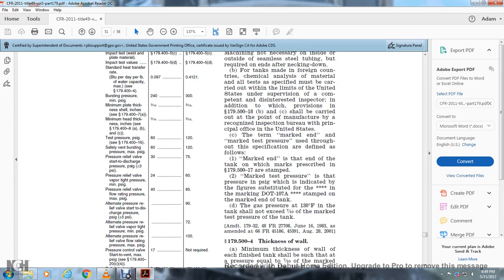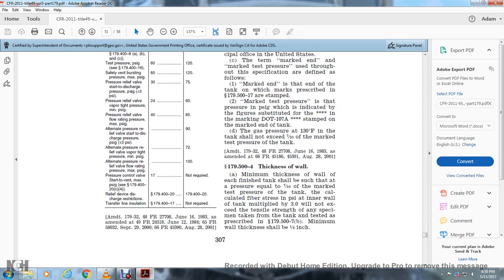The terms marked end and marked test pressure, throughout the use of the specification, are defined as follows. 1. The marked end is the end of the tank at which the marks prescribed in 179.517 are stamped. 2. The marked test pressure is the pressure in PSI gauge which is indicated with the figures substituted for the asterisk in the marking DOT 107 asterisk, stamped at the marked end of the tank. The gas pressure at 130 degrees Fahrenheit of the tank shall not exceed 7/10 of the marked test pressure of the tank.